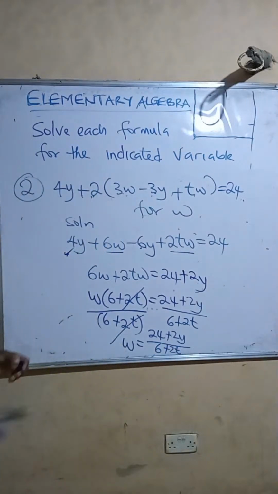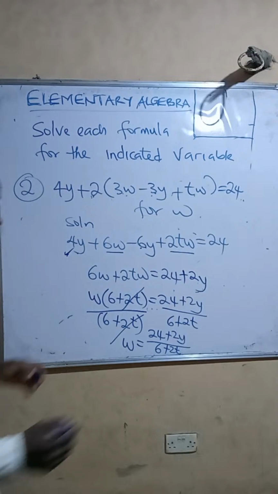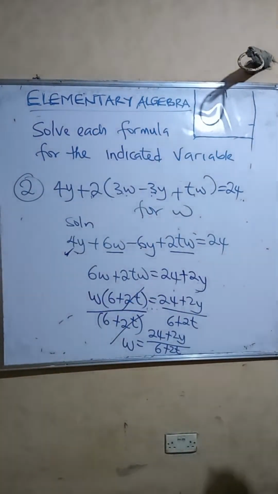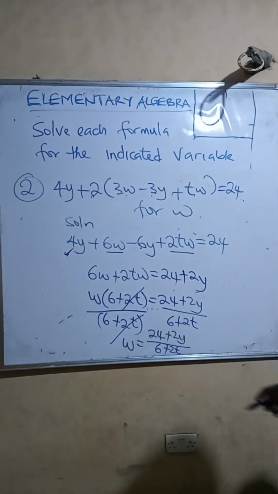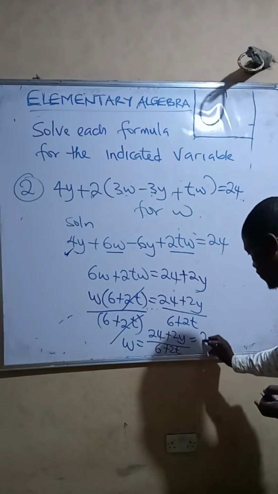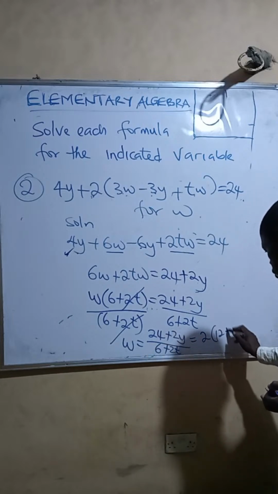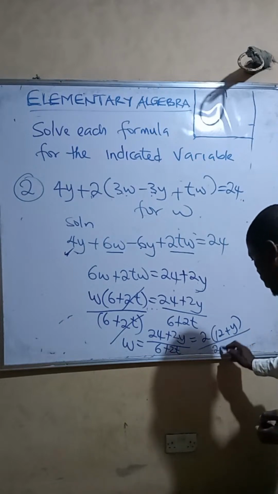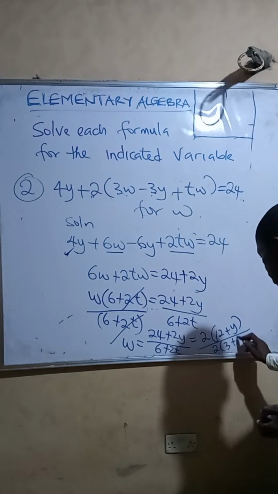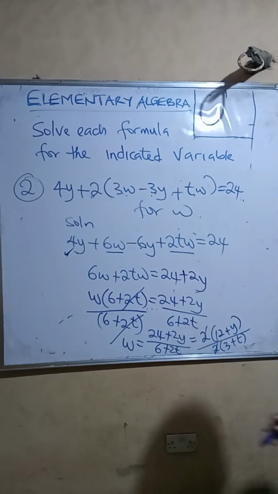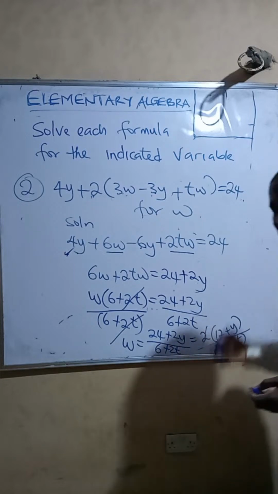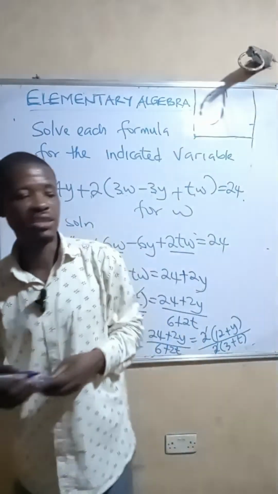The question now is, is that the final answer? No. We can still do some little algebra. 2 is common on the numerator. You can take it outside. That will be 12 plus y. And the denominator, 2 also is common. You can take it outside. That will be 3 plus t. So this one and this one cancel. That will be your answer. That's 12 plus y over 3 plus t.